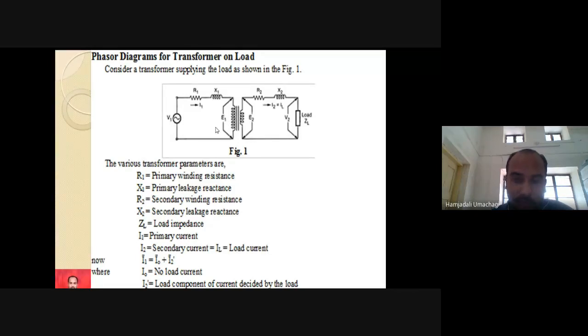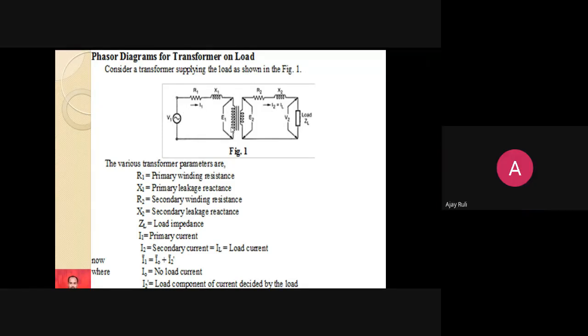Have you gone through the concept? What I told you to read? In previous classes, I told you, as per Lenz's law, E1 will oppose V1. For that reason, we are taking the minus sign. But as per your conventional rule, it would be V1 is equal to I1 R1 plus I1 X1 plus E1.